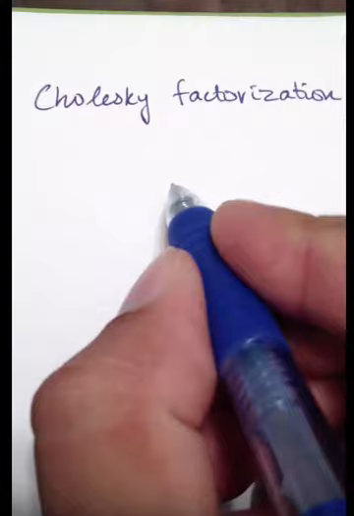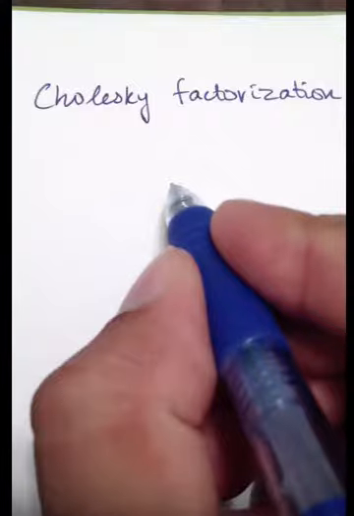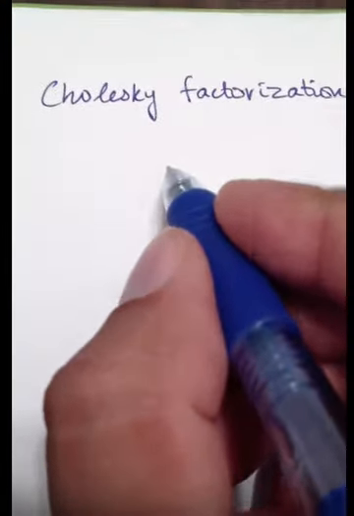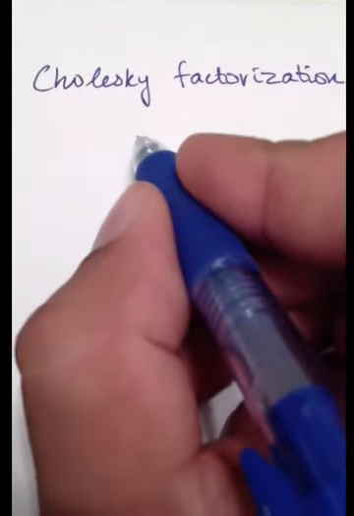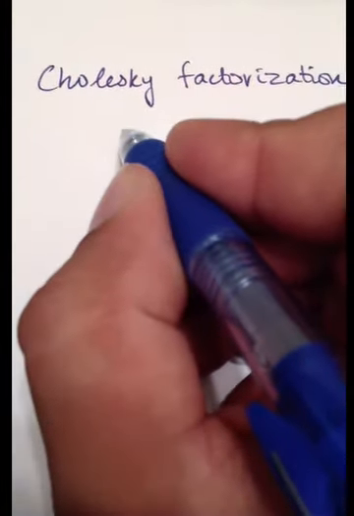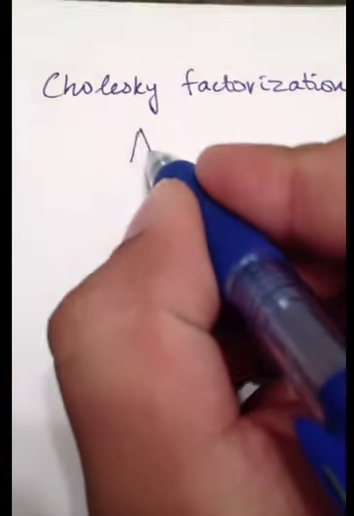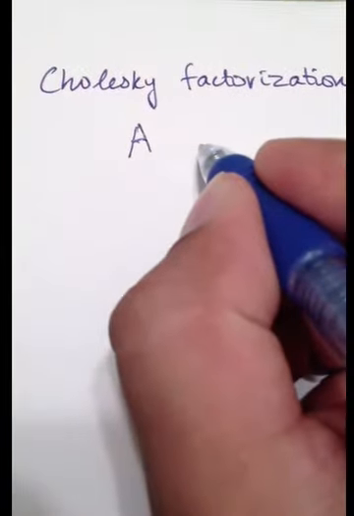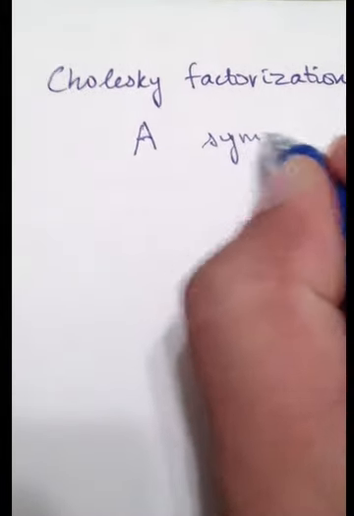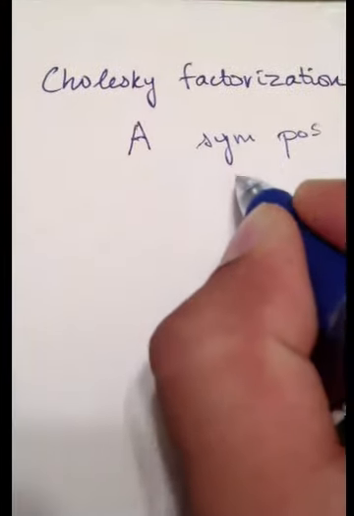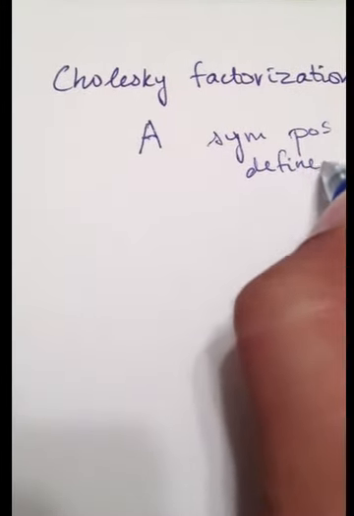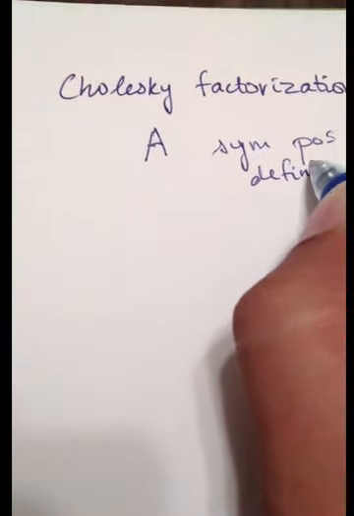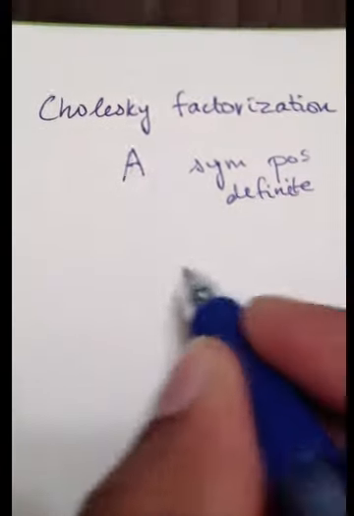And so let's get started with Cholesky factorization. The first thing with Cholesky factorization is that A should be a matrix which is symmetric, positive, definite. So what does it mean for a matrix to be symmetric, positive, definite?